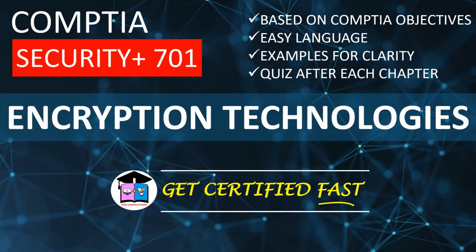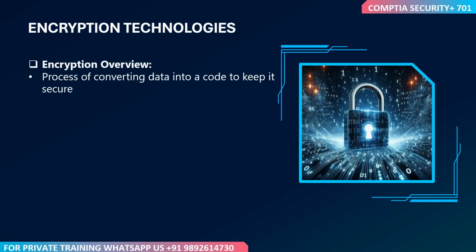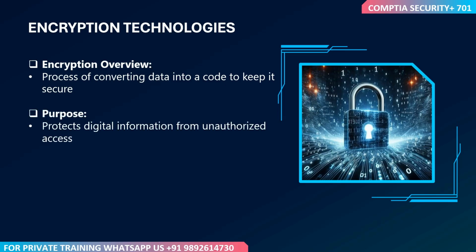Now let's dive in. Encryption is a critical part of keeping digital information secure. It involves converting data into a code that only authorized parties can read. To make sure that encrypted data stays safe, several technologies and methods are used.